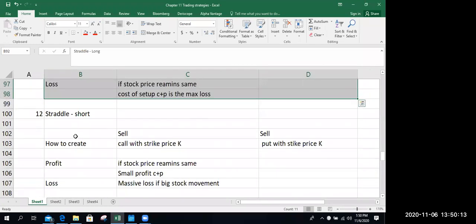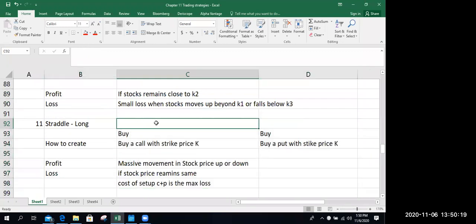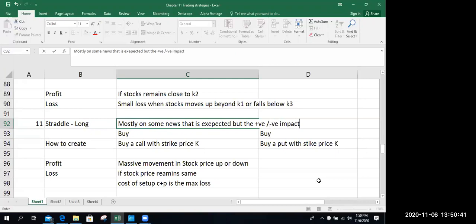Okay. Now you can do a short straddle. I don't suggest you ever do this. So before that, we'll write down: when do you do your straddle? Mostly on some news that is expected, but the positive or negative impact is not known.